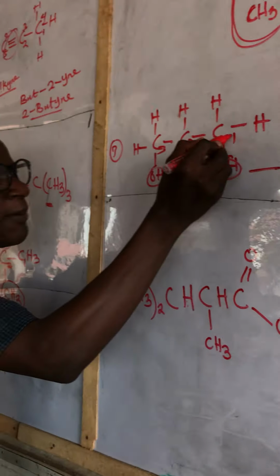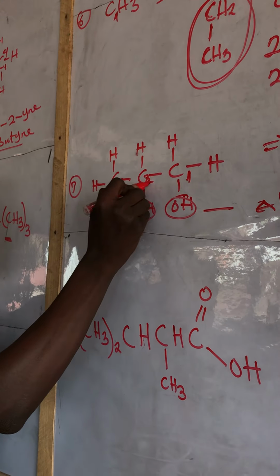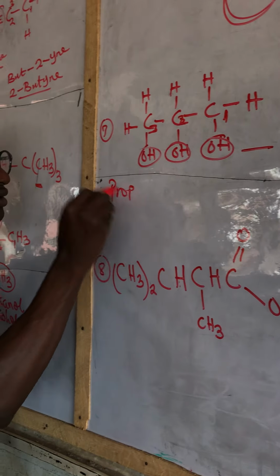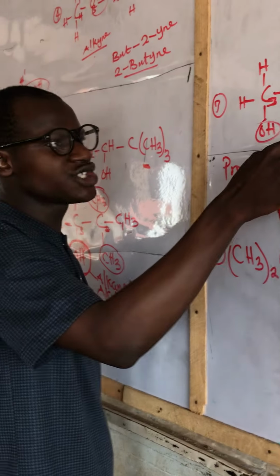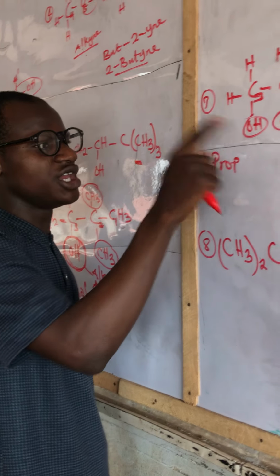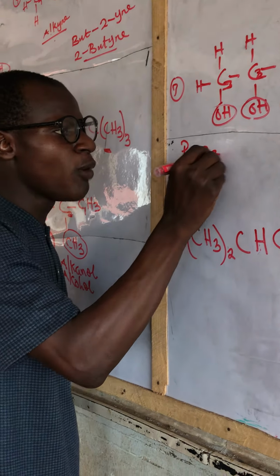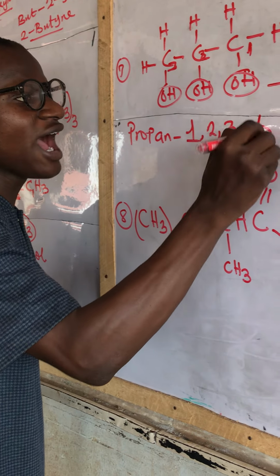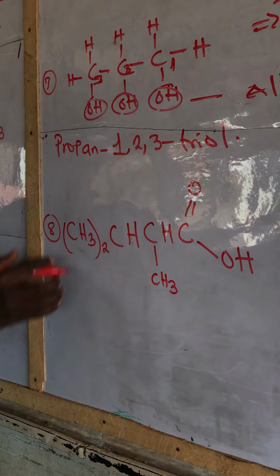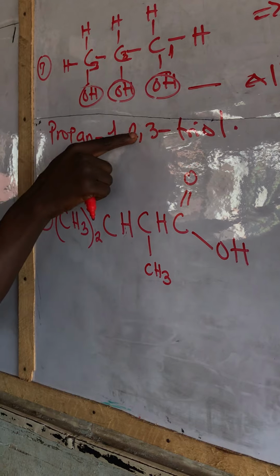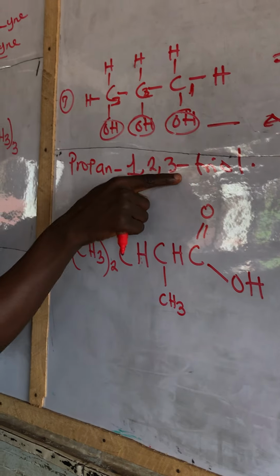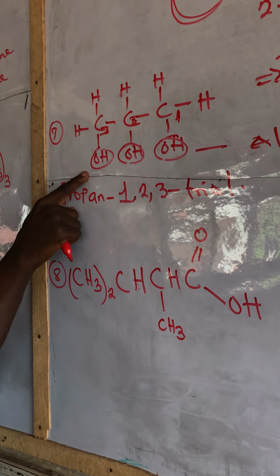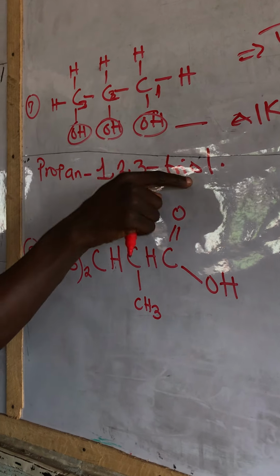Now, our carbon in this place is 1, 2, 3. That is 3. We first have the prop. Now, we have OH on carbon 1, carbon 2, and carbon 3. So it's going to be propan-1,2,3-triol. You can see propane-1,2,3-triol. Why is it 1, 2, 3? Because the OH is attached on carbon 1, carbon 2, and carbon 3. That's why you say propane-1,2,3-triol.